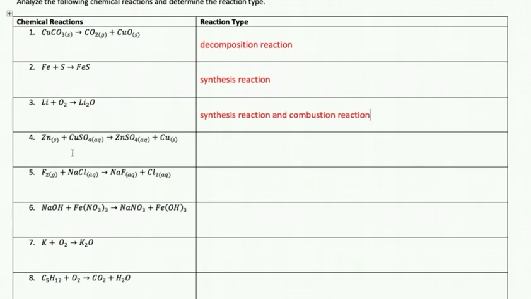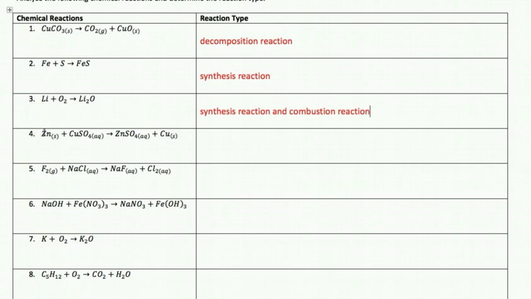Okay, move on to the next one, number 4. So you're looking at zinc coming in, and you have a metal, you have a lone element coming in into a compound here, and then you analyze the products on the other side, and you notice, oh, look, they swapped places. Okay, so because one lone element came in, this is why they call this a single displacement reaction.